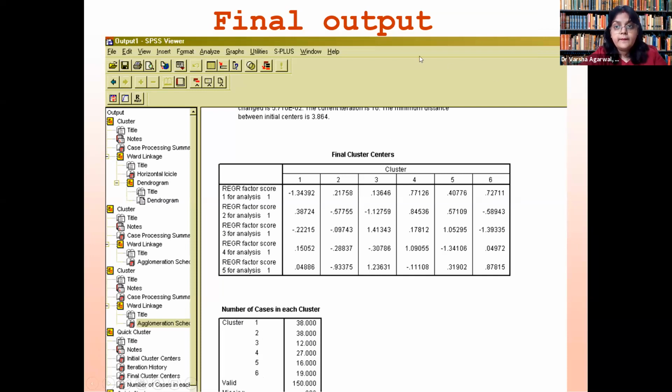Okay, just give me a second. So this is how we will do it. So I will take you to the data sheet also for cluster analysis. How do we specify it?